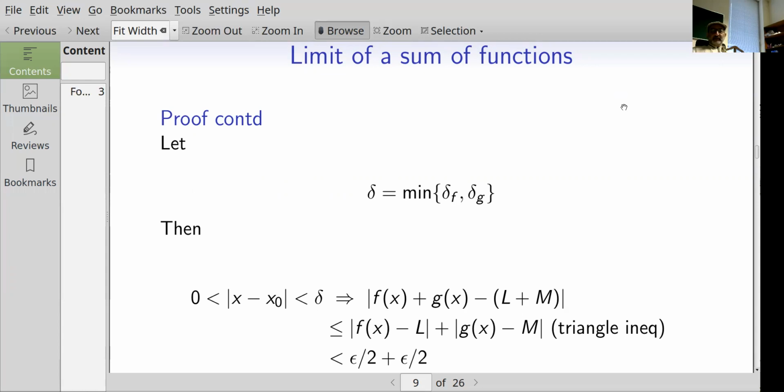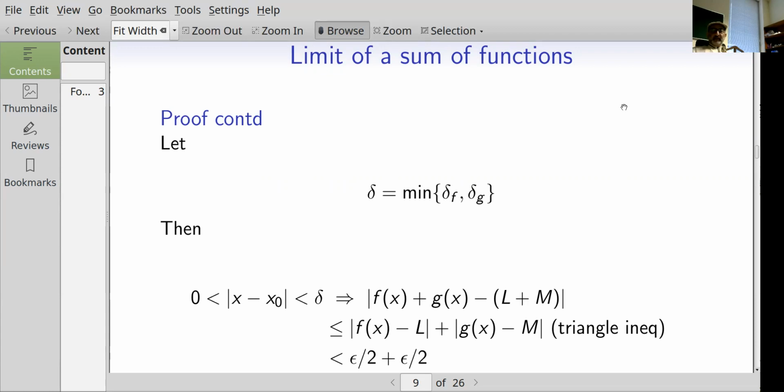Now, you see I have an f of x minus L in there, and I have a g of x minus m. And those are things that I know about. I already know that those can be made small. So I separate them out, and then I use the triangle inequality. And so that is less than or equal to the absolute value of f of x minus L plus the absolute value of g of x minus m. Okay.